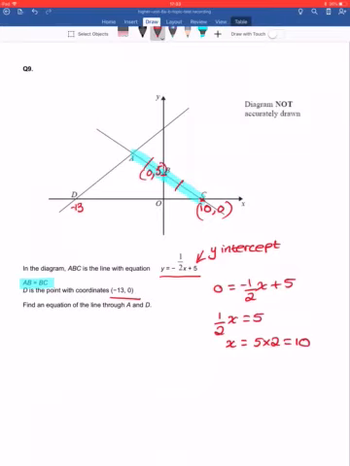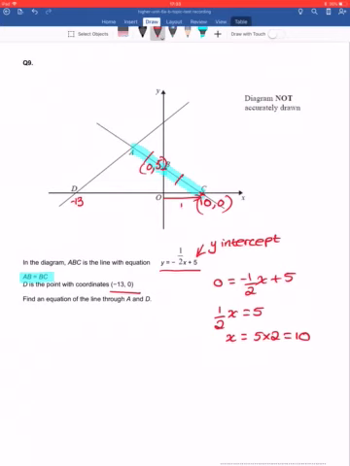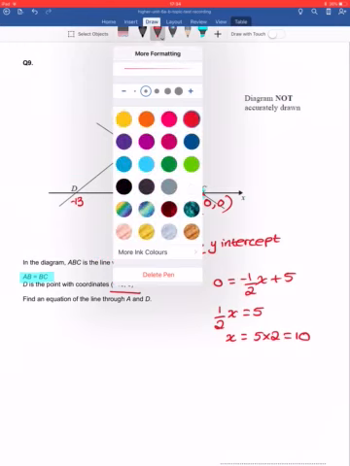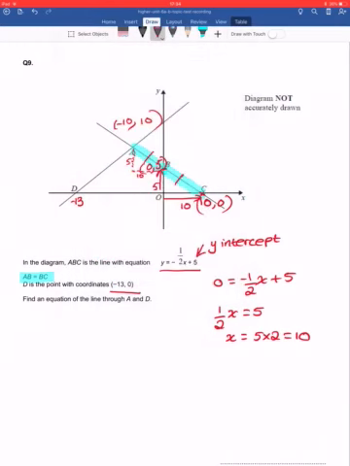Okay, right. Because we know they're the same length, I can then work backwards and say, right, so to get to A, I need to go another 10 along, and another 5 up. Okay, so 10 along from 0 would be minus 10, and 5 up from 5 already would be 10. So the point A is minus 10, 10. Right, I'm going to change my pen colour so you can see this.